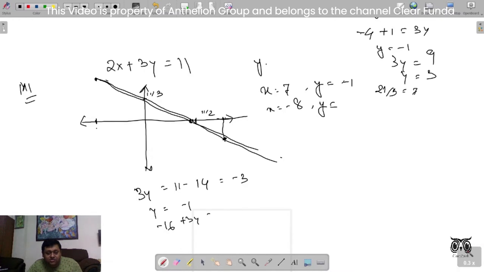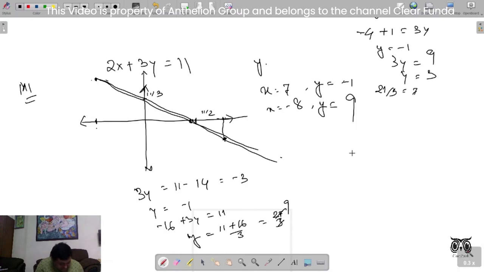Plus 3y equals 11, means y equals 11 plus 16 by 3. This is 16, 26, 27 by 3. So this is 9. So y will be something like, this will be longer. So this is 9. Okay. So you check that. First you draw it in the graph and then you check that. Okay. So it's a very, very simple form.